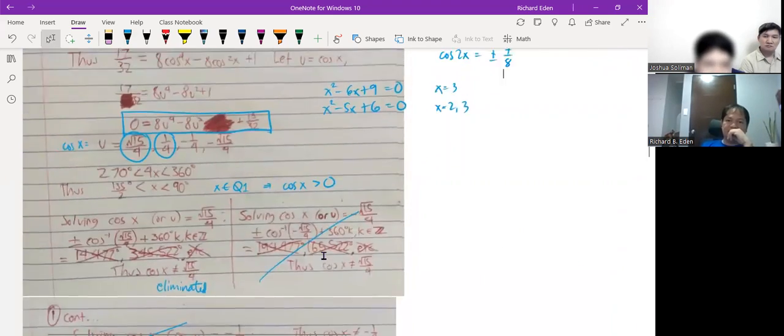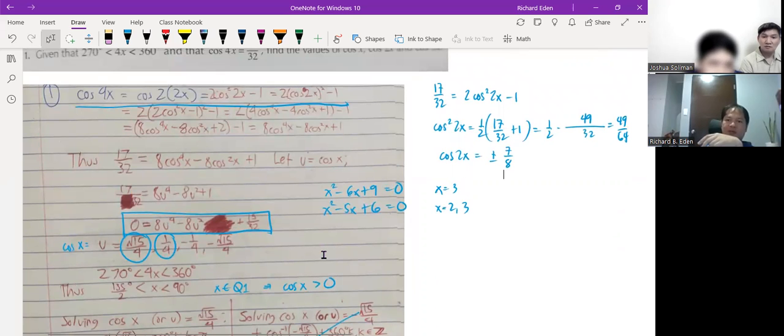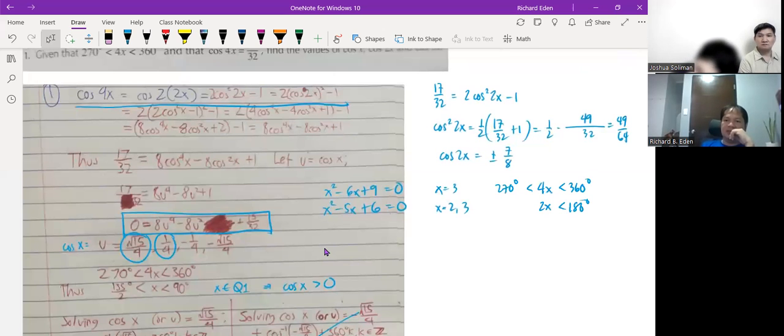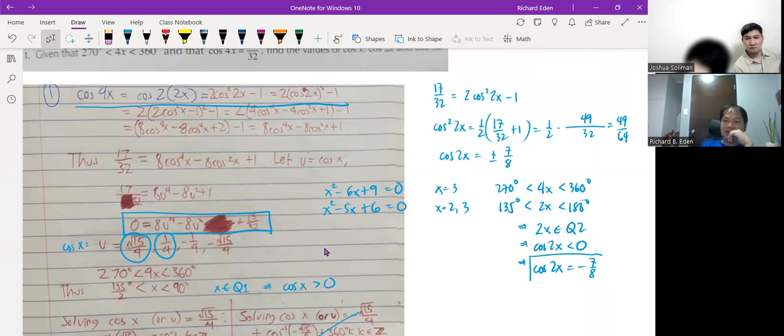So what we've got to do is decide which of these two values is the correct answer. Is it plus or minus 7 over 8? And that's where the fact that 4x is between 270 degrees and 360 degrees is going to come in. So 2x is less than 180 degrees, and it's greater than 135 degrees, which means that 2x is in the second quadrant, which means that the cosine of 2x must be negative, which means that the cosine of 2x cannot be positive 7 over 8, but rather negative 7 over 8.